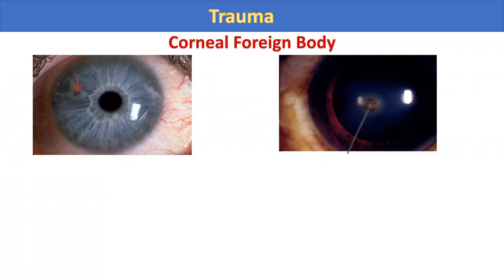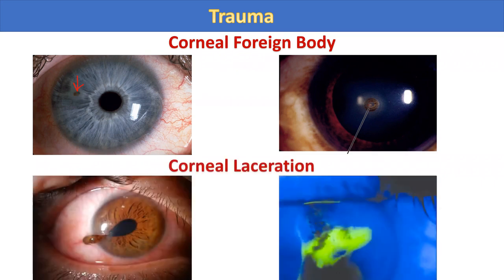But if it is full thickness, this means that the globe is open. So it needs to be managed in the operating room. For example, like this is a corneal laceration. It can be associated with a foreign body or without a foreign body. How to check? This is an emergency. Those patients need to be admitted to surgery in order to reposit this prolapsed iris and to close this defect to prevent endophthalmitis.